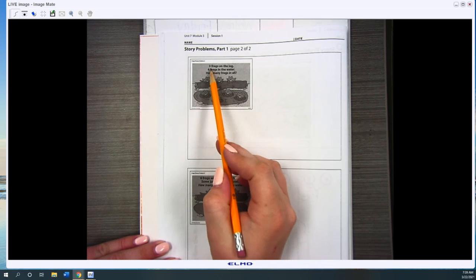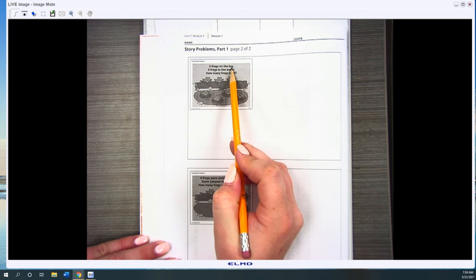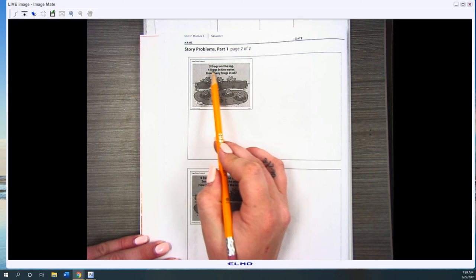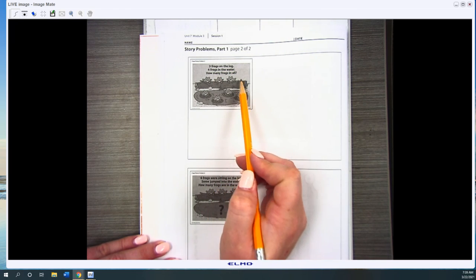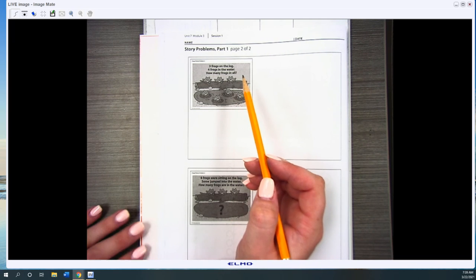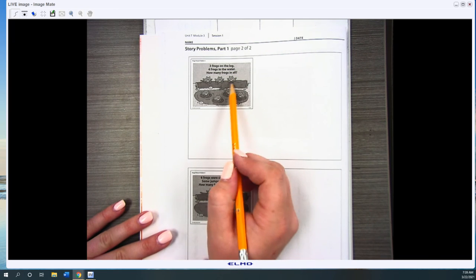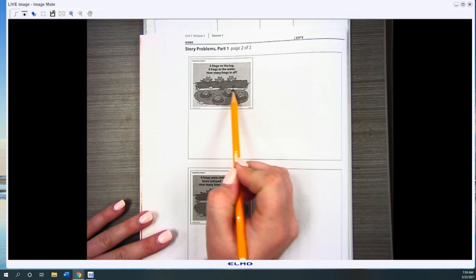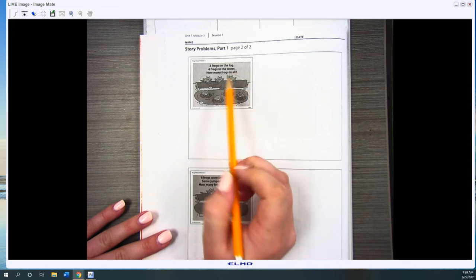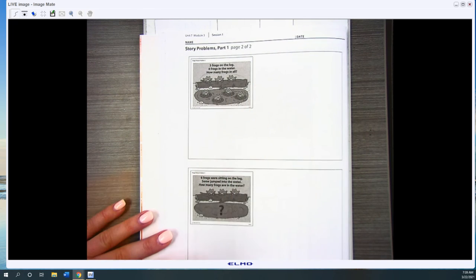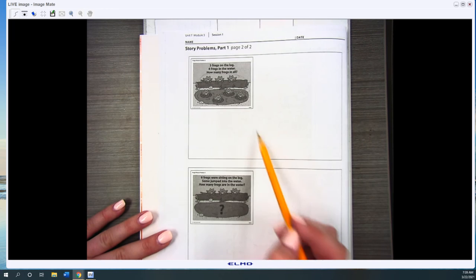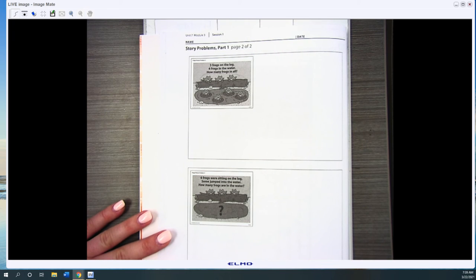It says 3 frogs on the log, 4 frogs in the water. How many frogs in all? So there are 3 frogs on the log and 4 in the water. How many frogs in all? So you need to use this rectangle over here to show your work and then find the answer for that story problem.